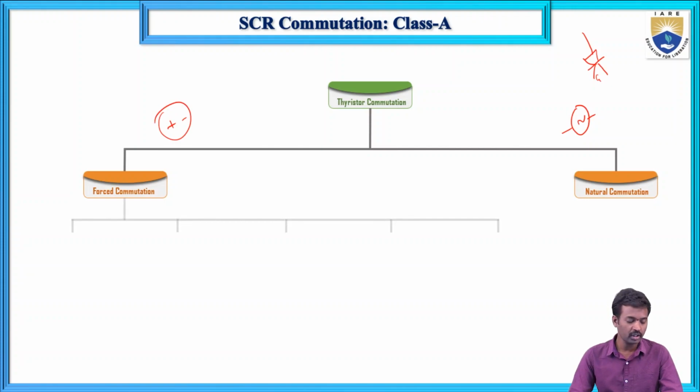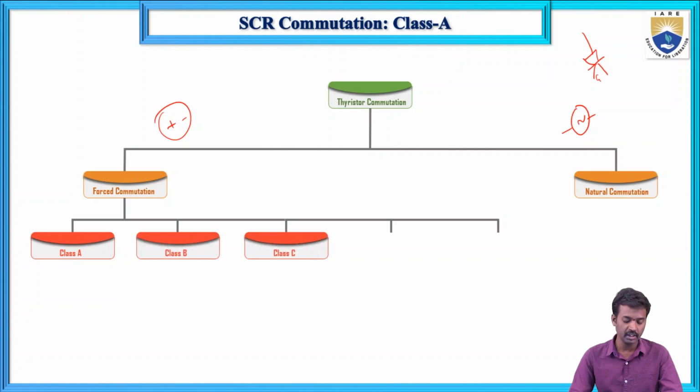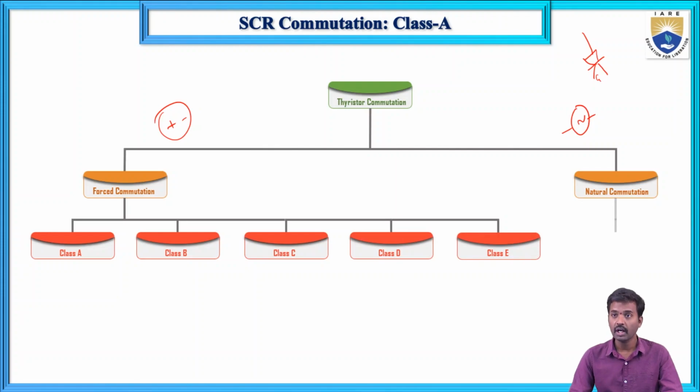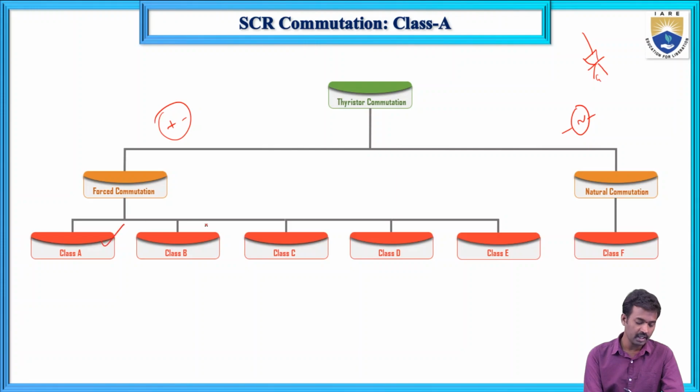In forced commutation we have a total of 5 methods: Class A commutation, Class B commutation, Class C commutation, Class D commutation and Class E commutation. Under natural commutation we have Class F commutation. Today I will explain only Class A and Class B commutation.